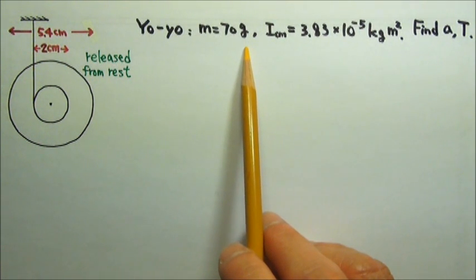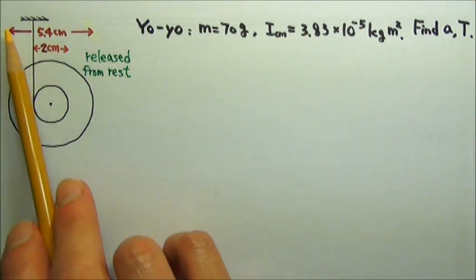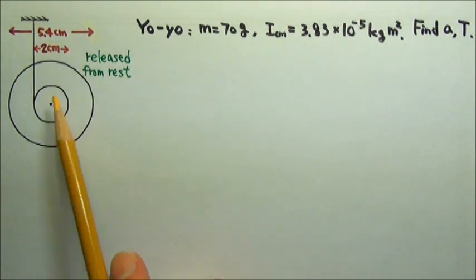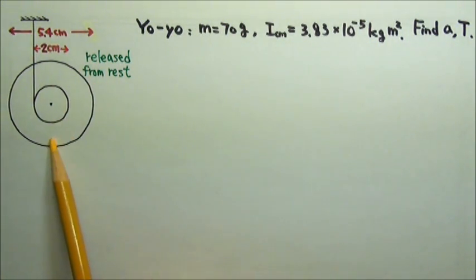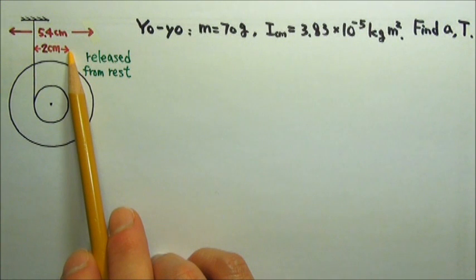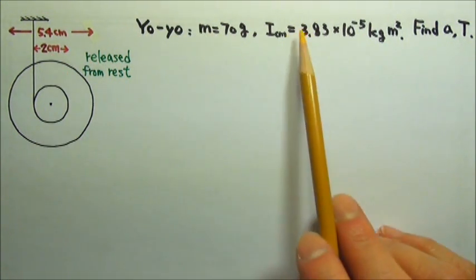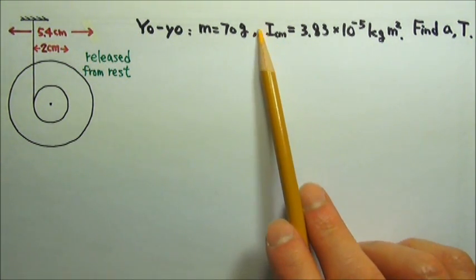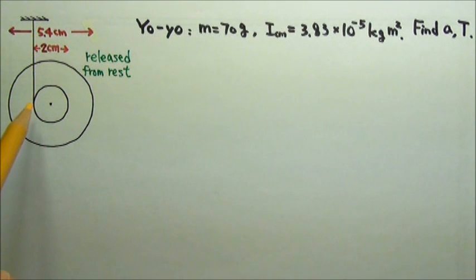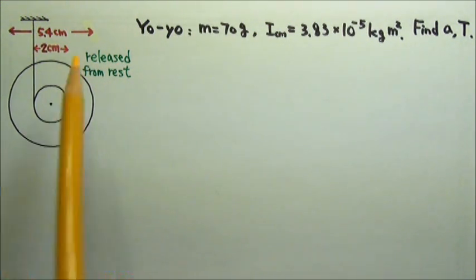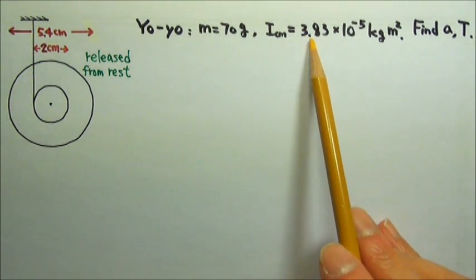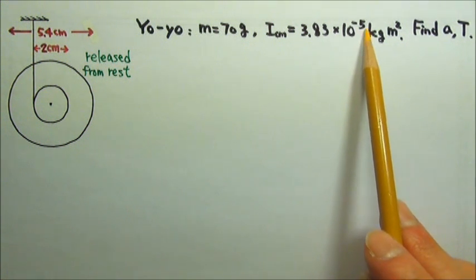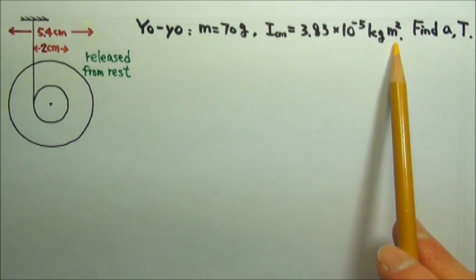A 70-gram yo-yo has a diameter of 5.4 centimeters. The string winds around the axle with a diameter of 2 centimeters. Its rotational inertia, or moment of inertia, about an axis that goes through its center of mass is 3.83 times 10 to the negative fifth kilograms meter squared.